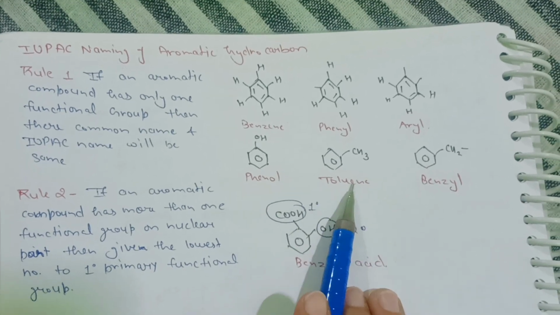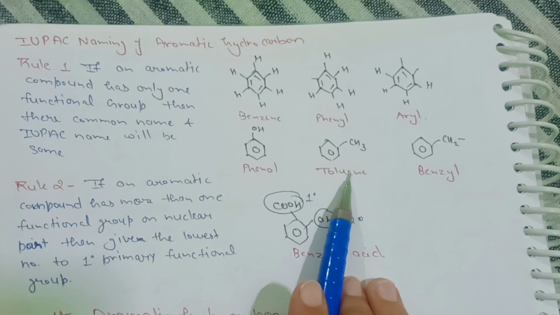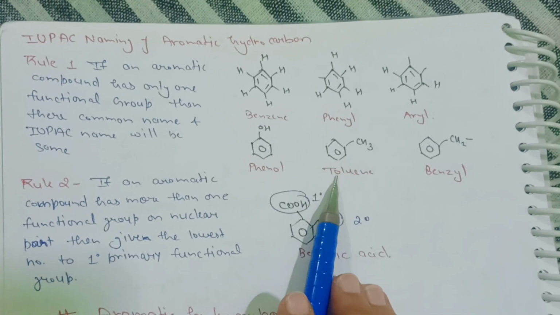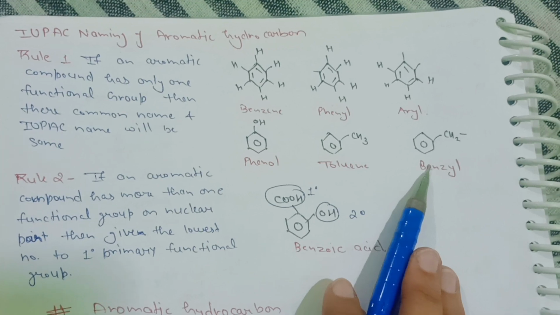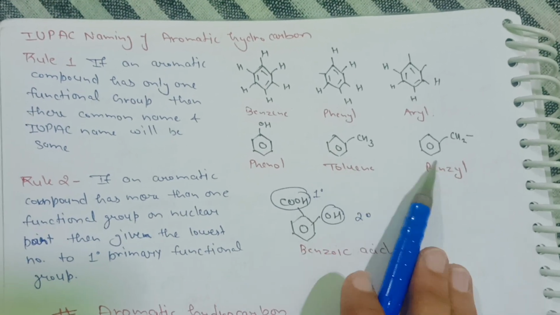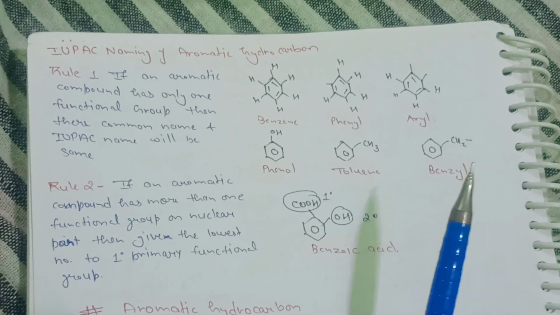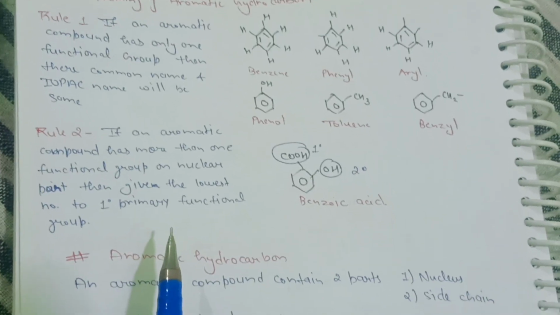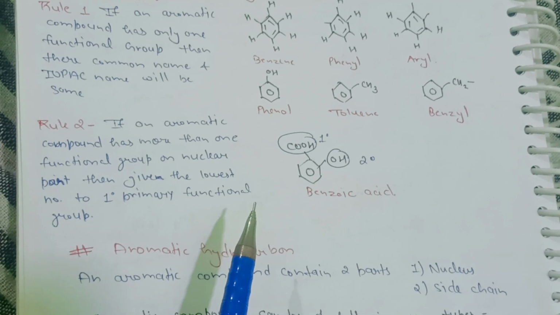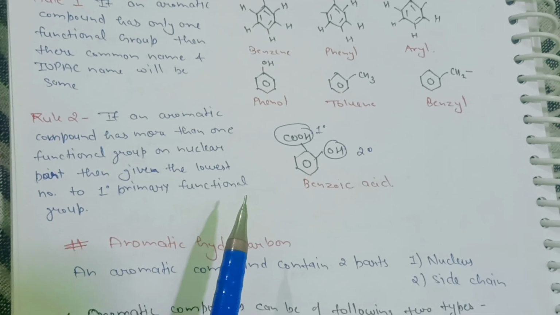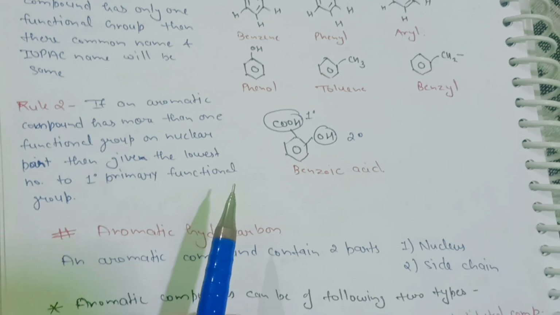If we replace a hydrogen atom of benzene by CH3, this is known as toluene. If we replace H by CH2 and a dash, this is known as benzyl. Second rule. If an aromatic compound has more than one functional group on the nucleus part, then give the lowest number to the primary functional group.